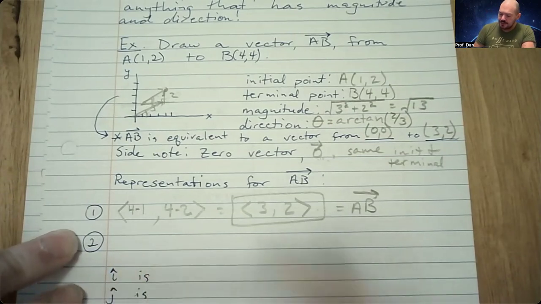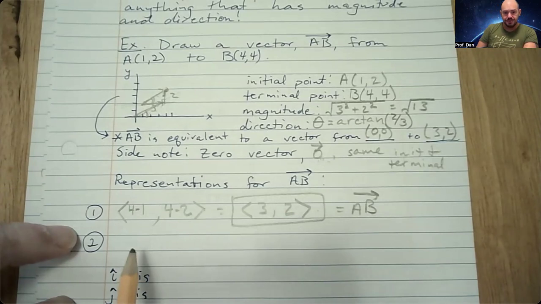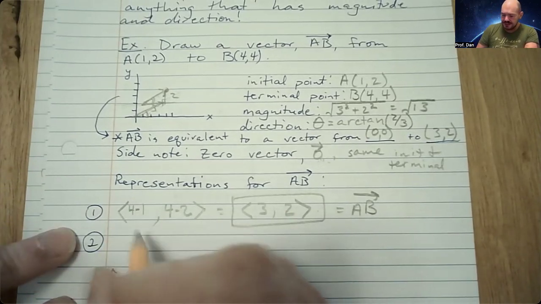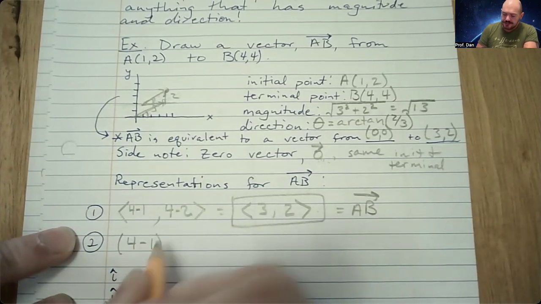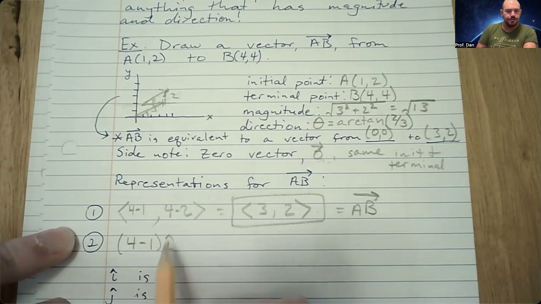For the second way, it's also going to separate into components, right? Our x component, our y component, but we use a different notation. For the x component, we have our change in x, and then we write i with a little hat. You might sometimes see it written as a little arrow, right?